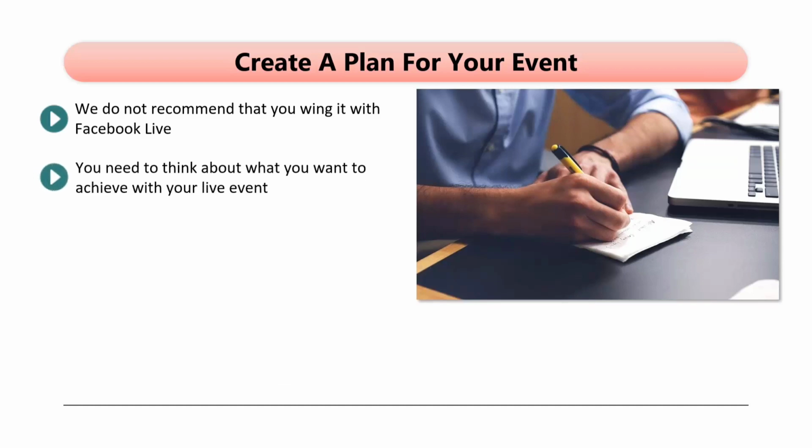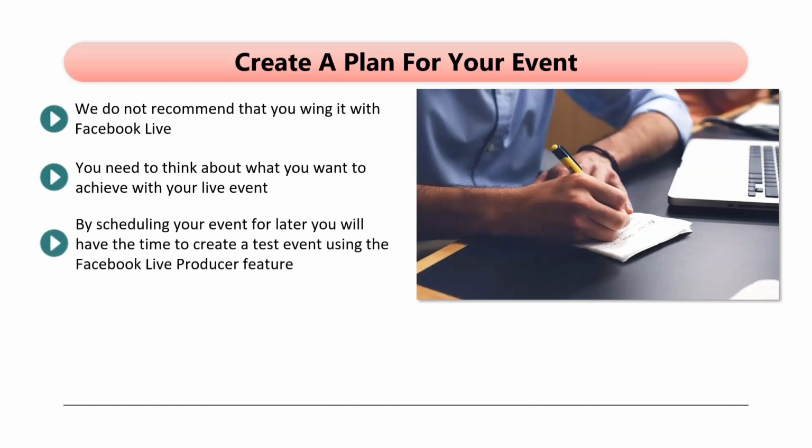You need to think about what you want to achieve with your live event. Will it be a one-off event, or will you create a series of events? Remember that you do not have to go live straight away with your event. You can use the scheduling feature to set up your Facebook Live event up to 7 days in advance. By scheduling your event for later, you will have the time to create a test event using the Facebook Live Producer feature. If you have never hosted a live event online before, then we strongly recommend that you take advantage of this feature.